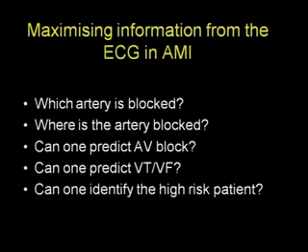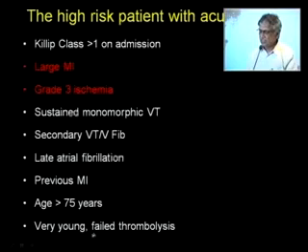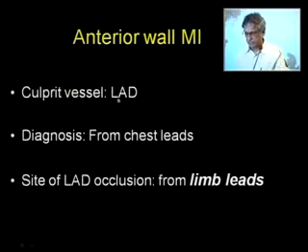So we can get a lot of information from the ECG, which helps us when we clinically correlate, but most important, can we identify the high risk patient? There are many criteria for high risk in acute MI, and apart from the ECG, of course, we talk of the Killip class, we talk of arrhythmias, especially late arrhythmias, we talk about age of the patient. But on the ECG, there are two issues. One is a large MI. Obviously, the larger the MI, the higher the risk. And second is what you call as very, very severe ischemia, grade 3 ischemia.